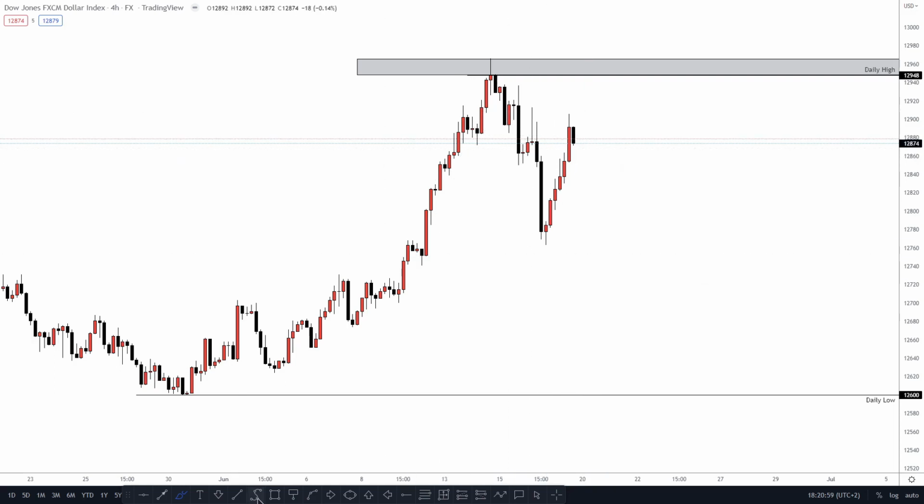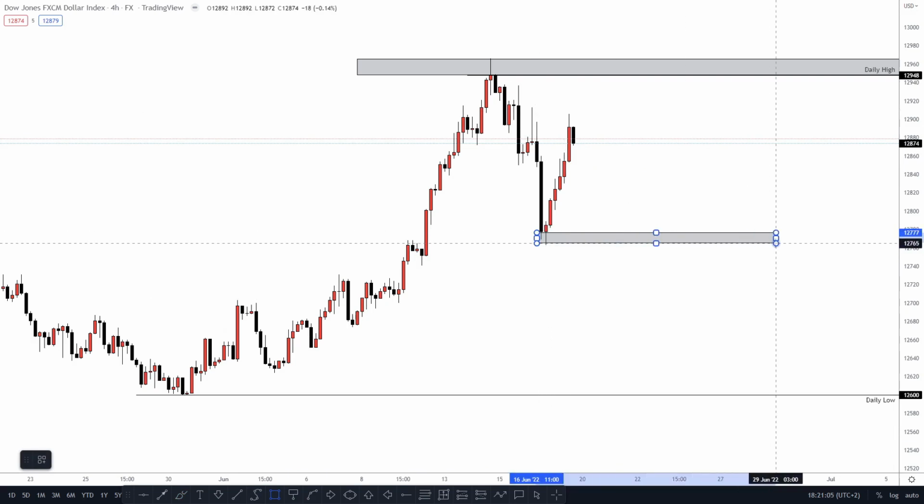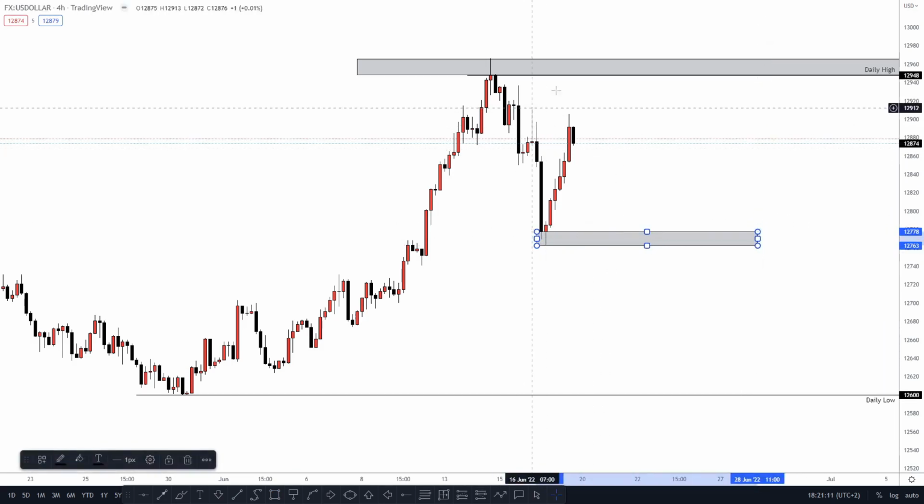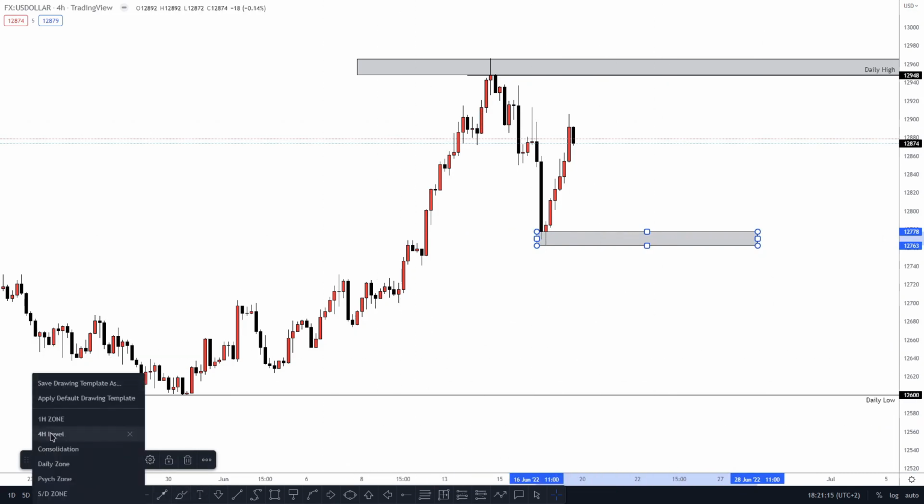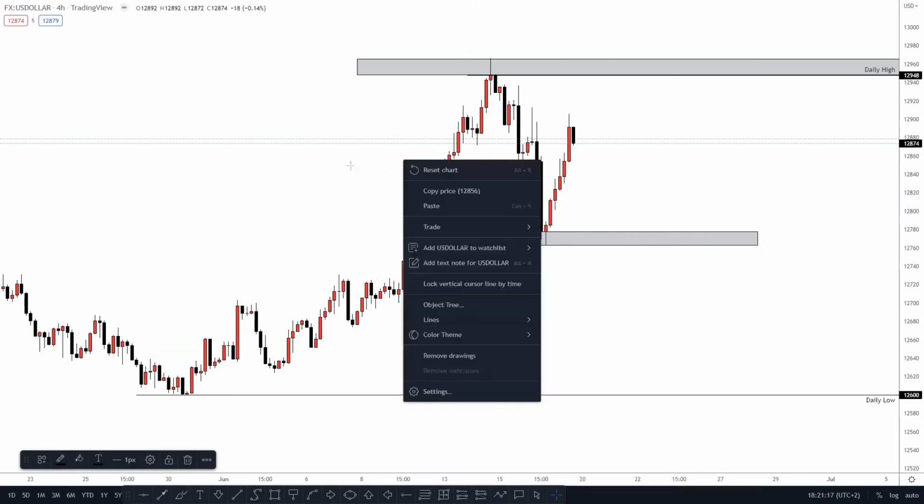But as you can see, there's one level that I'm really looking forward to from a 4H perspective, which is just this one. You'll understand when you go down the time frames why I'm not focusing on it on the 4-hour time frame but on the 1-hour time frame. But make this a 4H zone.